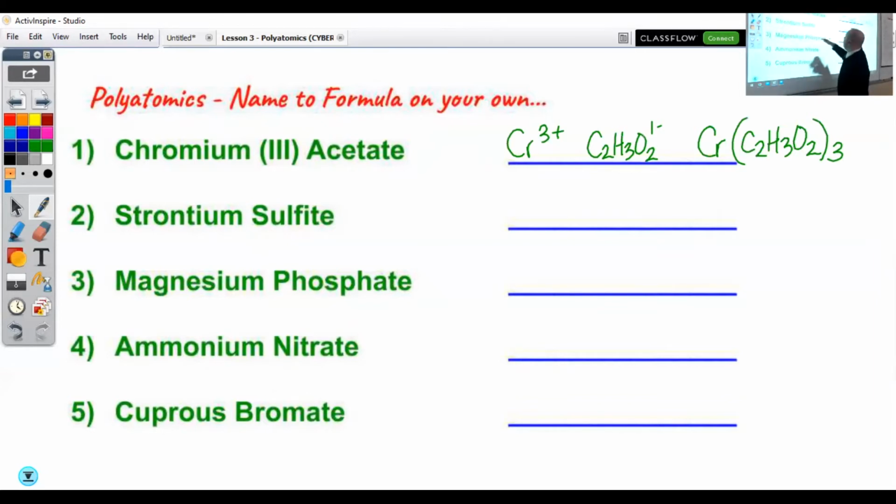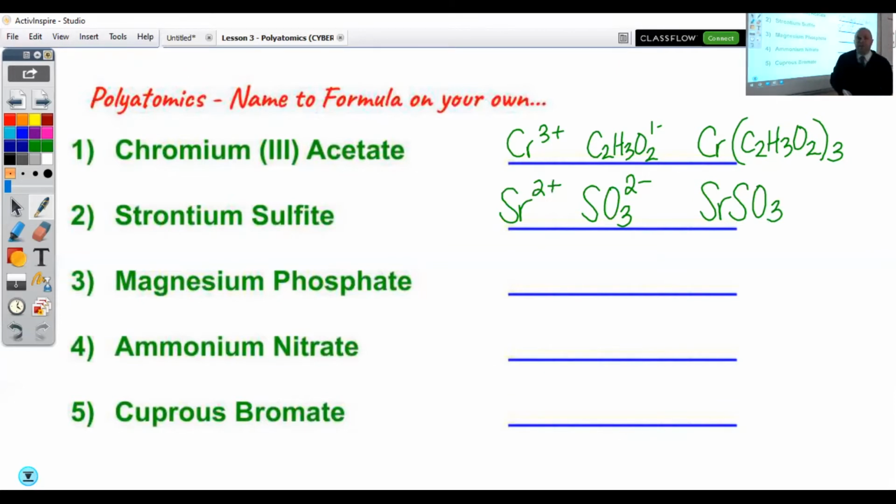We have strontium. Strontium is an element off the periodic table. It's in group 2, so it has a 2+ charge. Sulfite, that's our polyatomic. If you look up sulfite, we have SO3 with a 2-. In this case, our 2+ and 2- charges will cancel. We'll wind up with SrSO3.